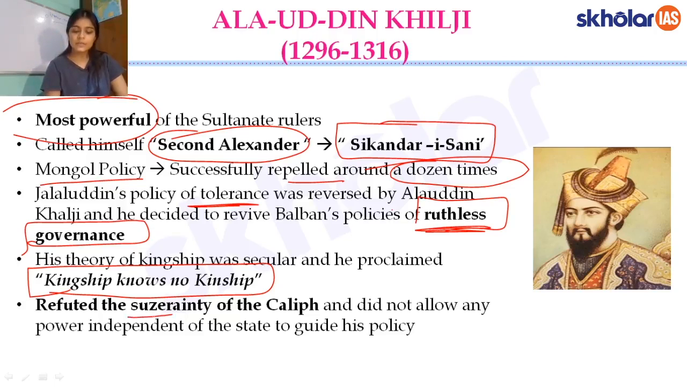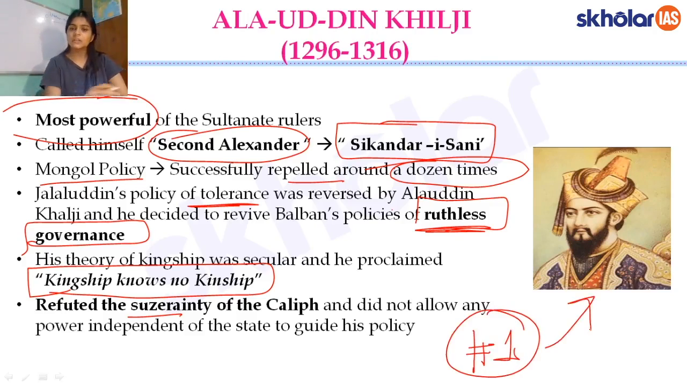Also, he refuted the authority or suzerainty of the caliph. He did not believe in any other ruler or any other power except himself. He said that I am the number one. There is no caliph, nobody who is above me. So that's what Alauddin Khilji essentially thought, and he considered his power independent of anybody else, including the caliph.